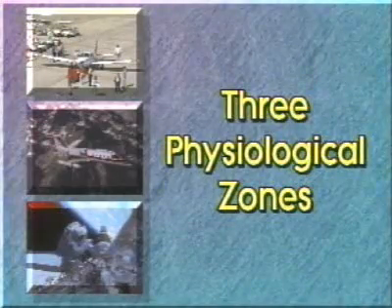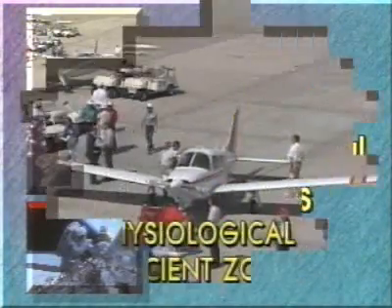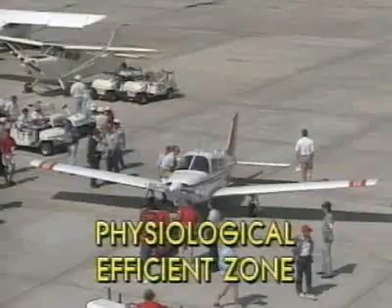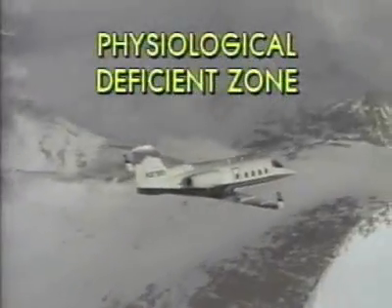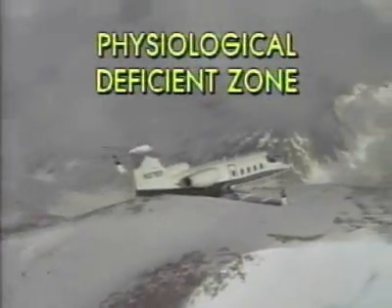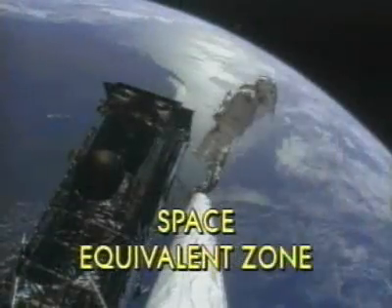There are three distinct physiological zones: physiological efficient zone, physiological deficient zone, and space equivalent zone.